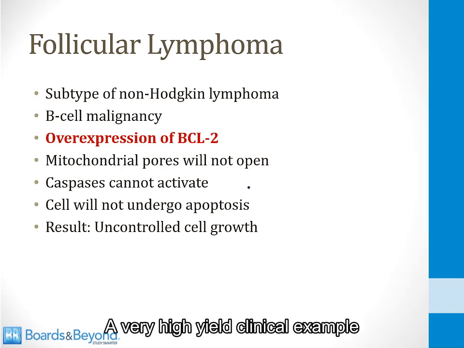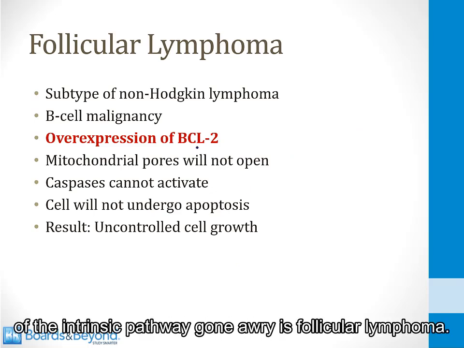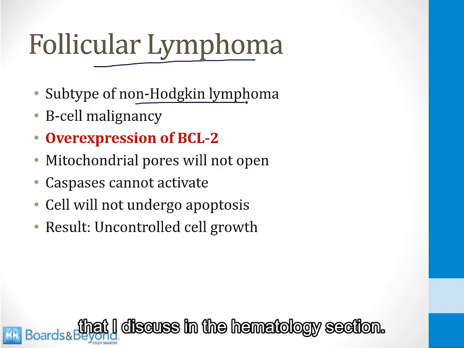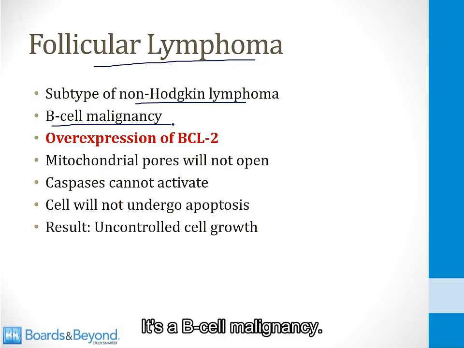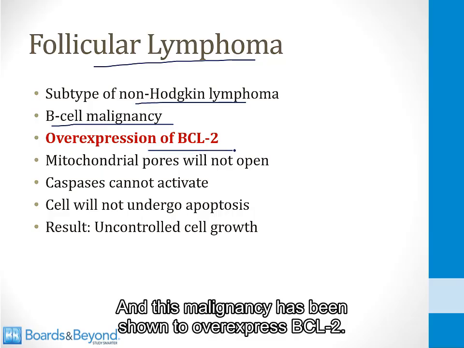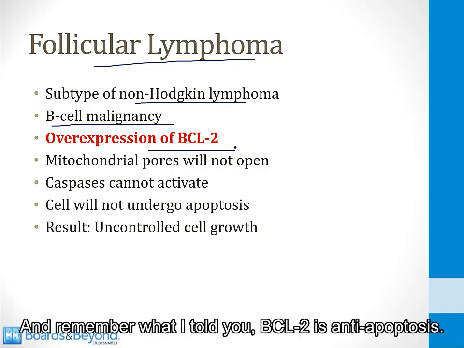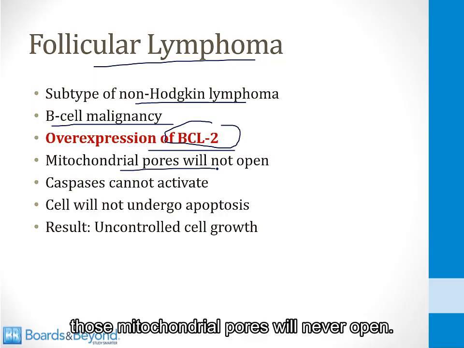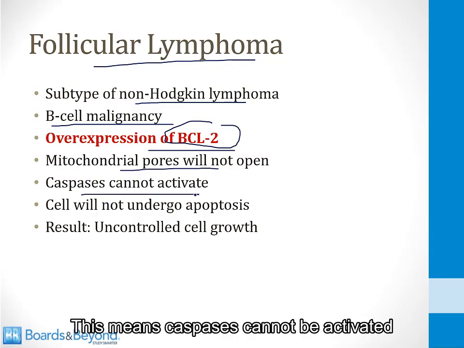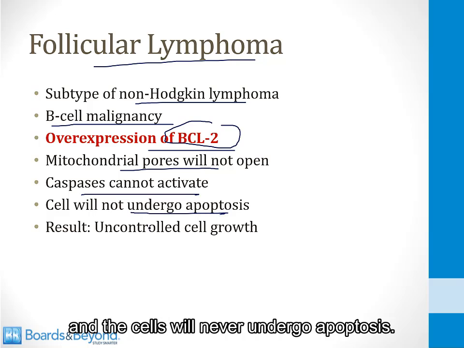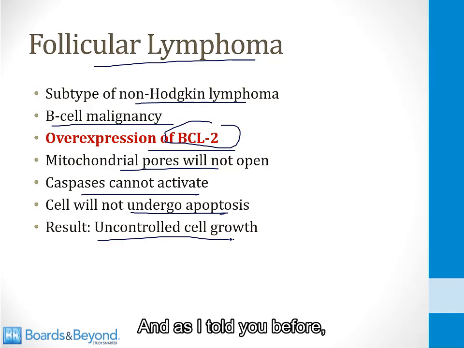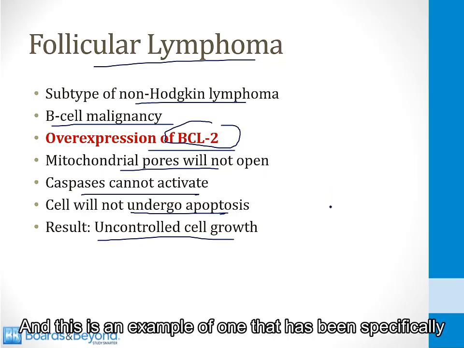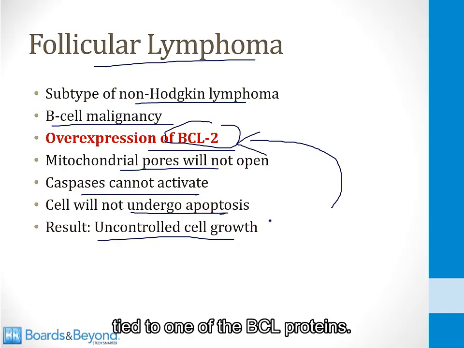A very high-yield clinical example of the intrinsic pathway gone awry is follicular lymphoma. This is a subtype of non-Hodgkin lymphoma that I discuss in the hematology section. It's a B-cell malignancy. And this malignancy has been shown to overexpress BCL2. And remember what I told you, BCL2 is anti-apoptosis. So when there's overexpression of this protein, those mitochondrial pores will never open. This means caspases cannot be activated and the cells will never undergo apoptosis. That leads to uncontrolled cell growth. And as I told you before, many malignancies are believed to derive from a failure of apoptosis, and this is an example of one that has been specifically tied to one of the BCL proteins.